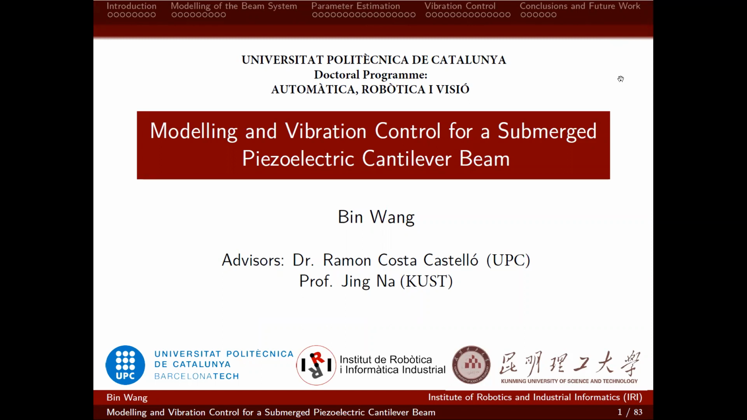Okay, this is my thesis defense. My name is Bing Wang. This thesis is developed in the doctoral program named Automatic Control, Robotics and Computer Vision. The title of this thesis is Modeling and Vibration Control for Submerged Piezoelectric Cantilever Beam, and the thesis is supervised by Dr. Roman and Professor Jing Na.